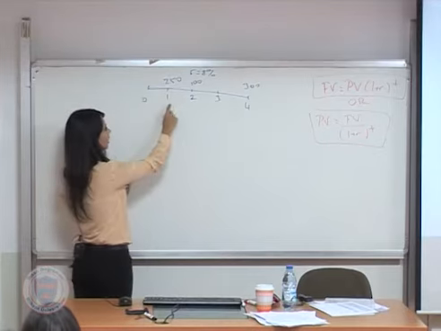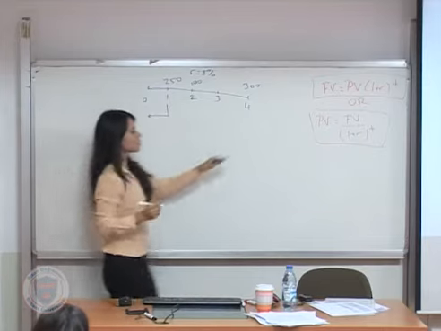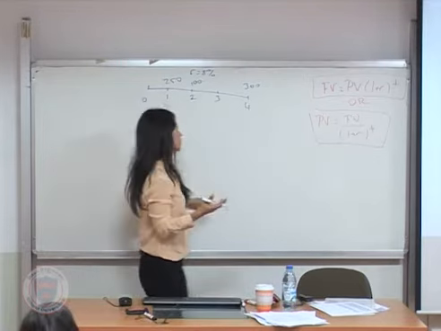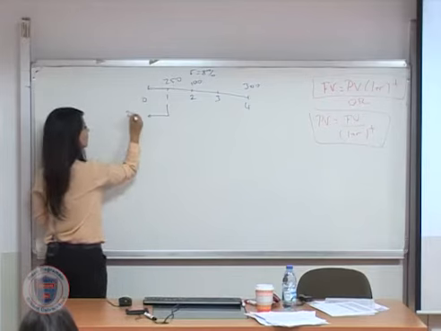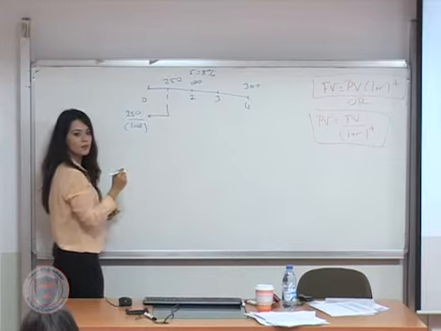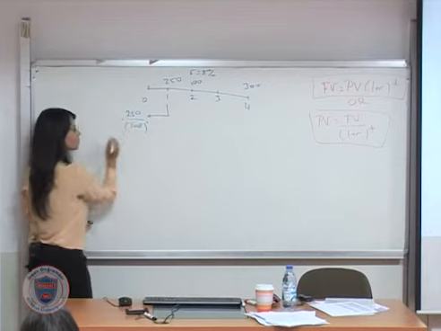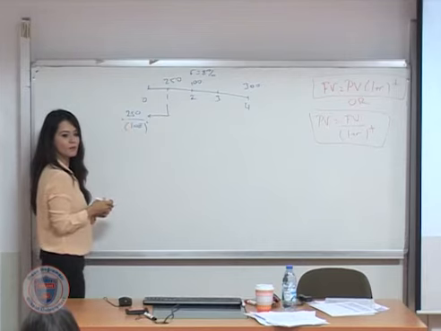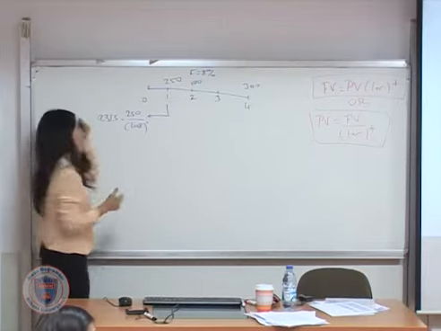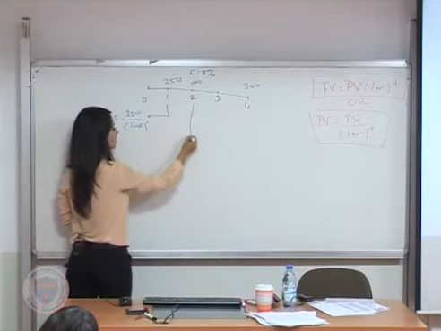So what am I going to do? I will bring this 250 to time 0 first. And I'm going to use this one. 250 is the future value. I know the interest rates. I have the time period. So I have 250, 1.08 to the power what? 1. I have only one time period. So it's going to be equal to what? Okay. Then I need to do the same thing for this one.